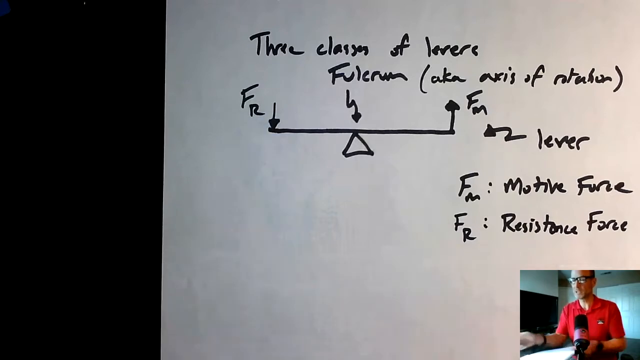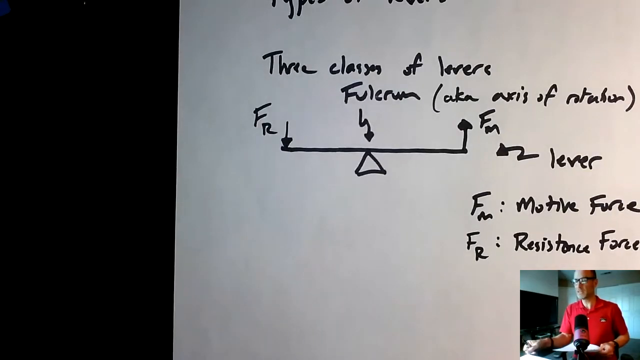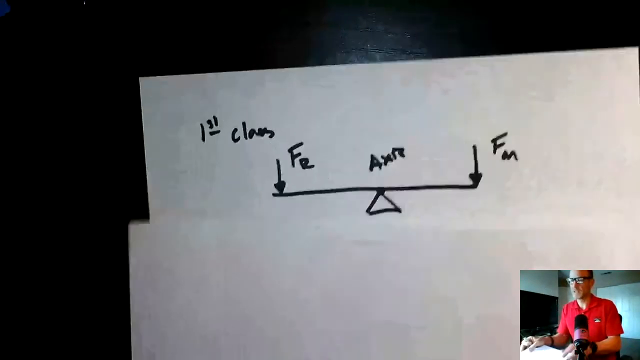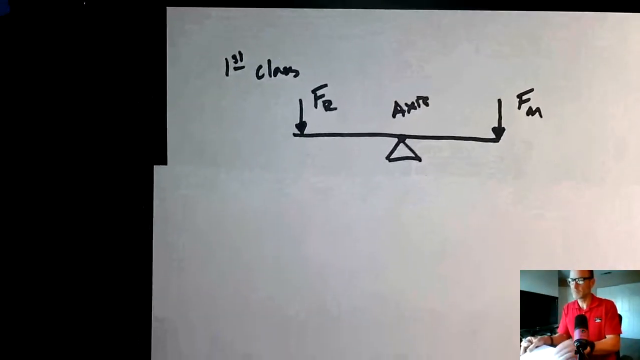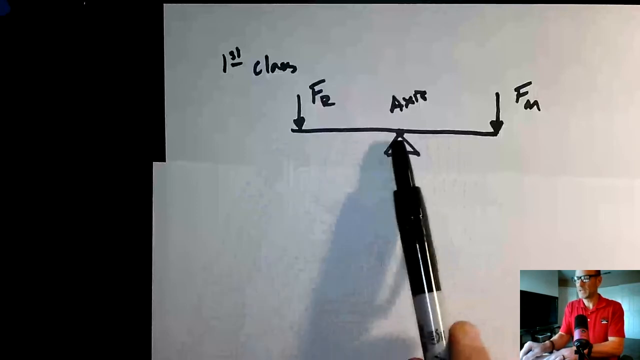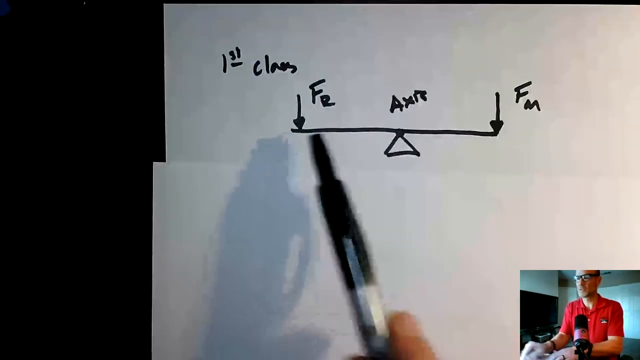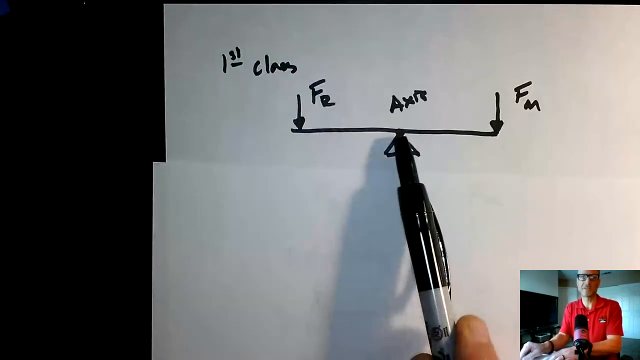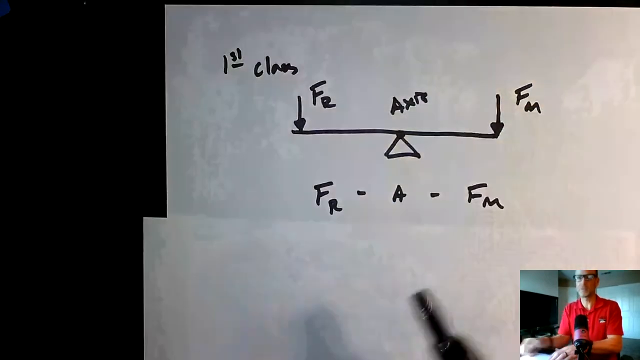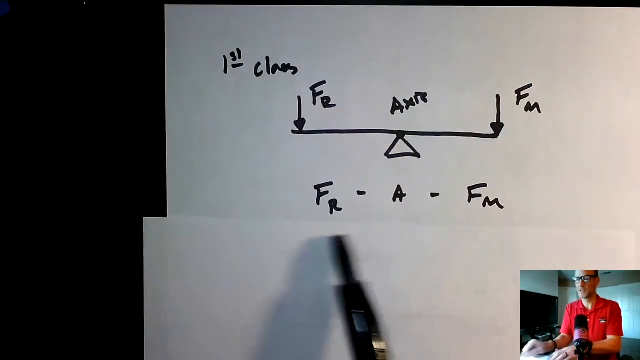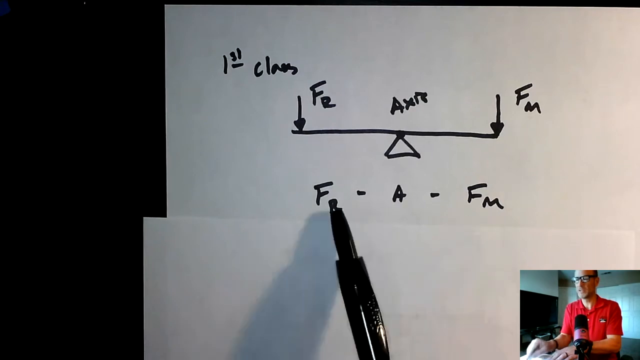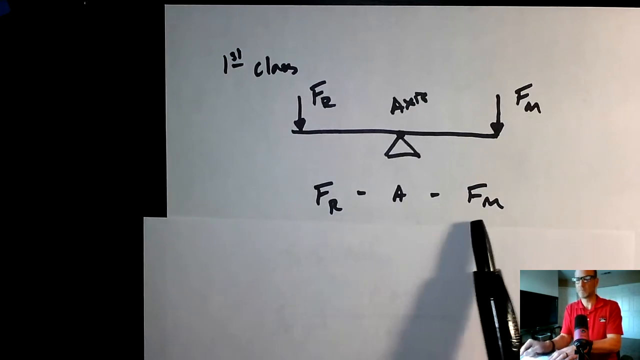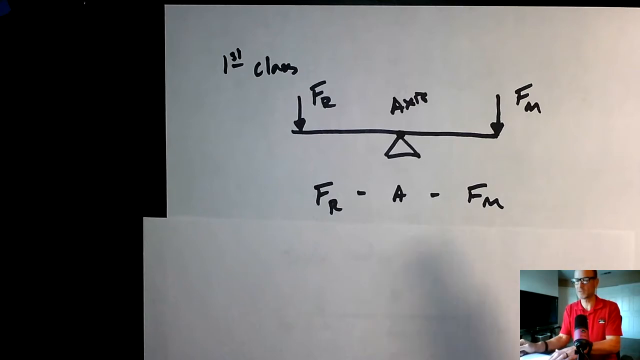Right? And I'm going to draw the three class levers using these three parts: the axis, the motive force, and the resistance force. The first class lever is set up the way I just drew it, where I have the lever arm, the axis of rotation, the resistance force here, and the motive force here. So these two forces are on opposite sides of the axis of rotation. All right, so we have this orientation of those three parameters: resistance force, axis, motive force. These can be on either side. You can switch these, but the forces are on opposite sides of the axis of rotation.